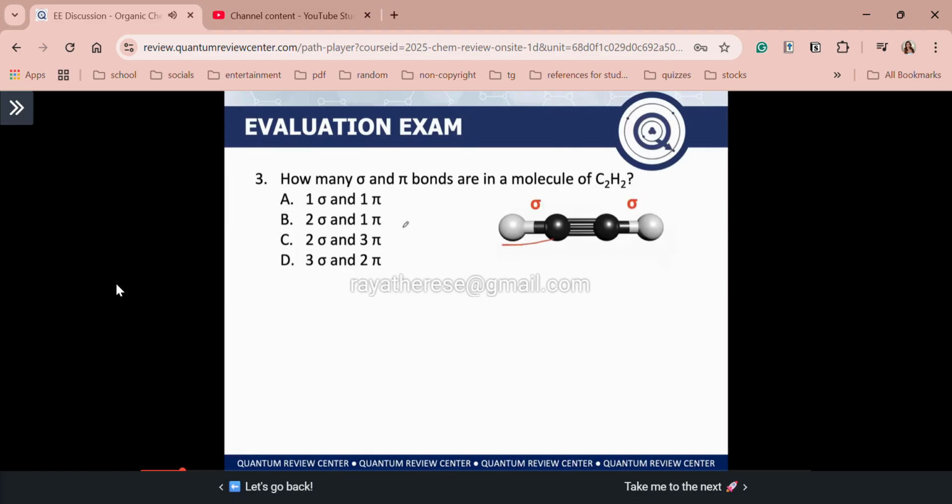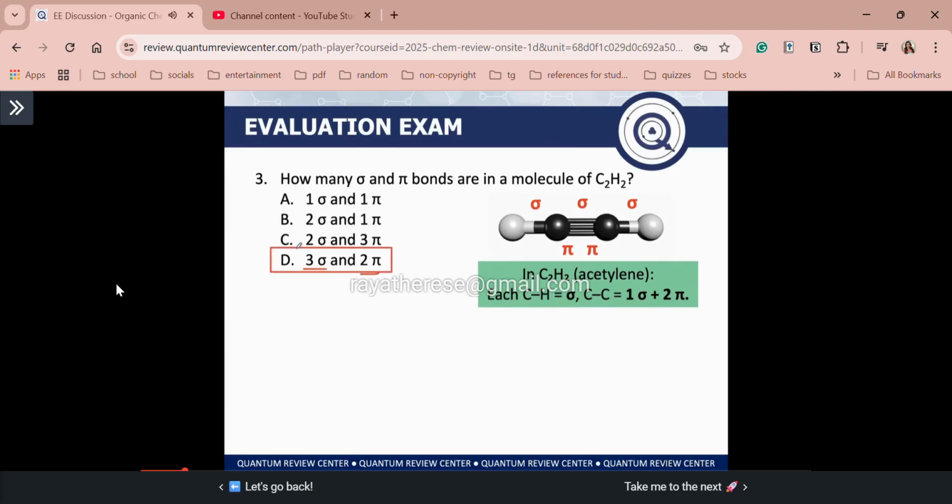Sir, yun lang po ba ang sigma bonds? No. Di ba remember sa triple bonds, meron tayong 1 sigma bond and 2 pi bonds. So, in total, ilan po ang sigma bonds? 3. While our triple bonds will be equivalent to 2 pi bonds. So for number 3 class, answer here is letter D, 3 sigma bonds and 2 pi bonds.